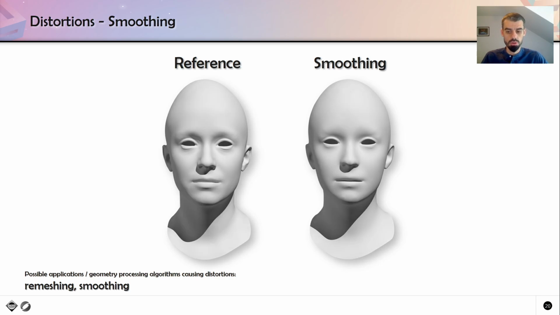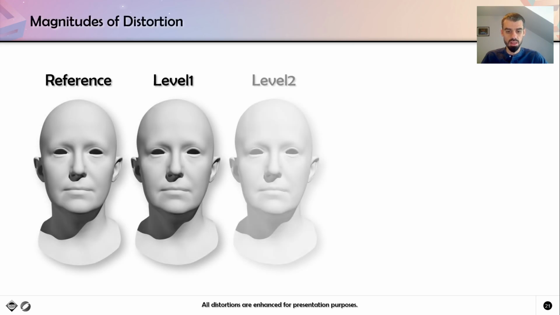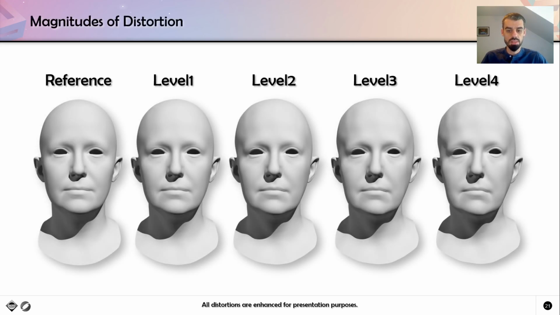For each type of distortion, we generated 4 carefully selected levels of magnitude. Here we can see an example of magnitudes of the lowest frequency noise. Please note that these distortions were enhanced for presentation purposes.